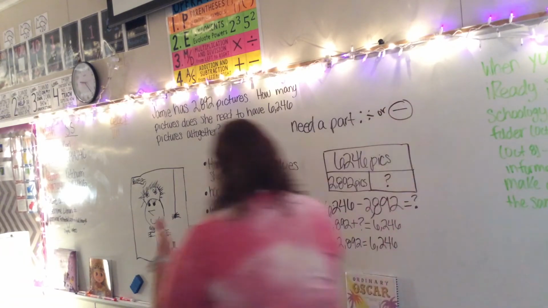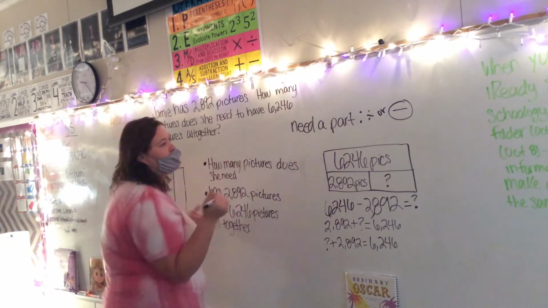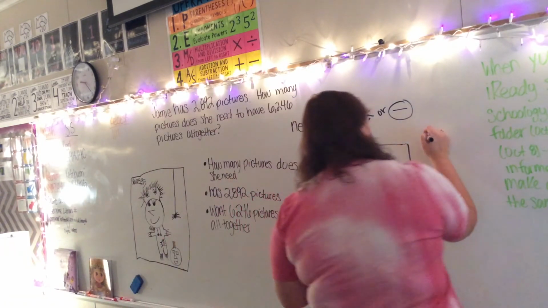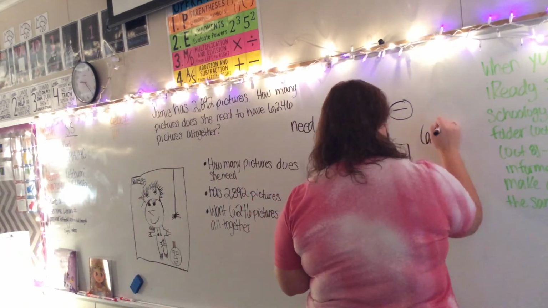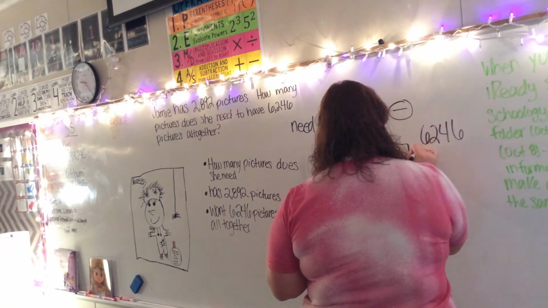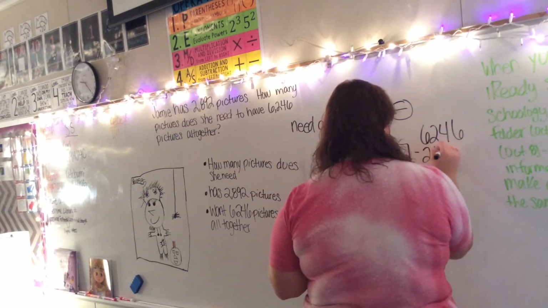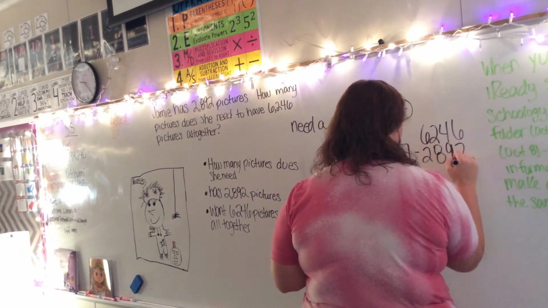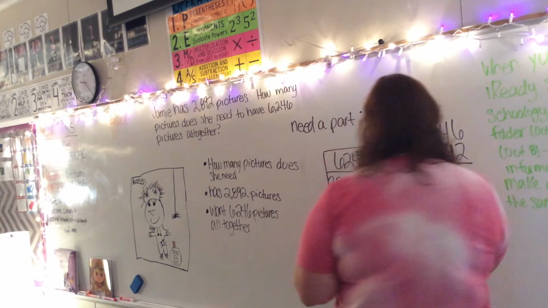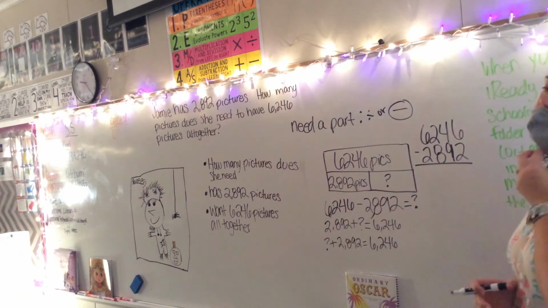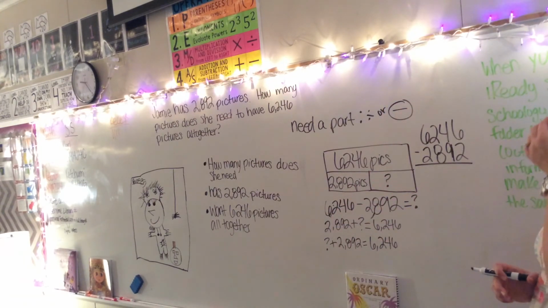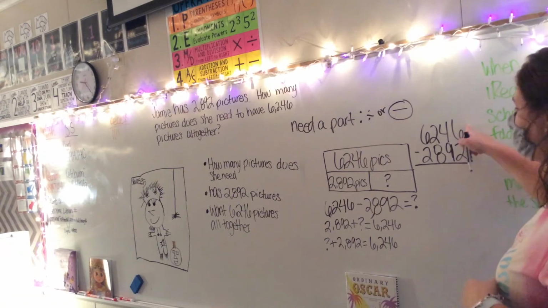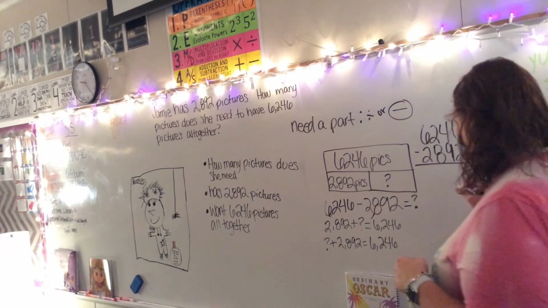Oh, I'm running out of room. We'll go right here. 6,246 minus 2,892. When I'm subtracting, what do I have to line up? When I'm lining up numbers, I'm lining up its place value. Can I do 6 minus 2? Yes. What do you get?